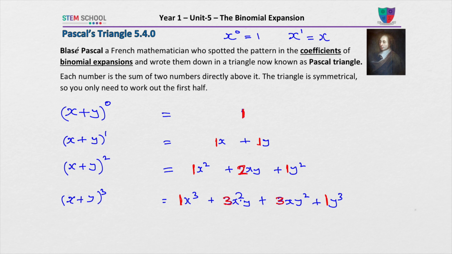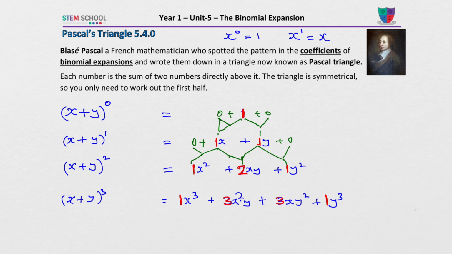Pascal said, of course, I've got 0 here and I've got 0 there. 0 plus 1 will give you 1, and 0 plus 1 here will give you 1. And then I've got 0 here and also 0 there. So 0 plus 1 will give me 1, 1 plus 1 will give me 2, and 1 plus 0 will give me 1.